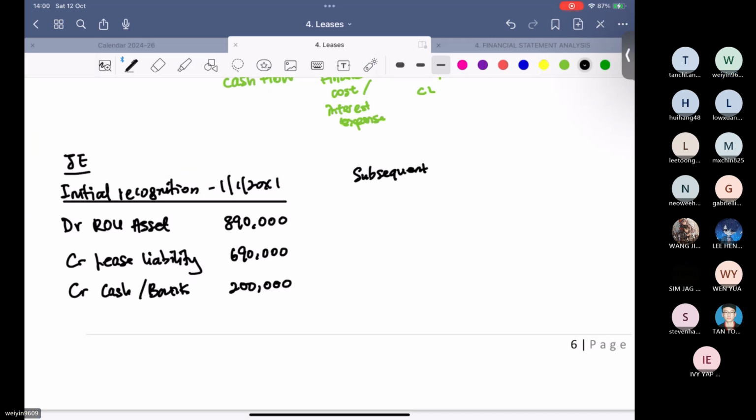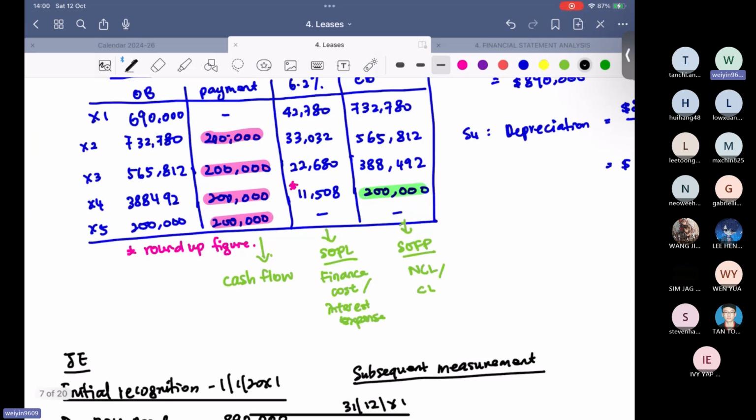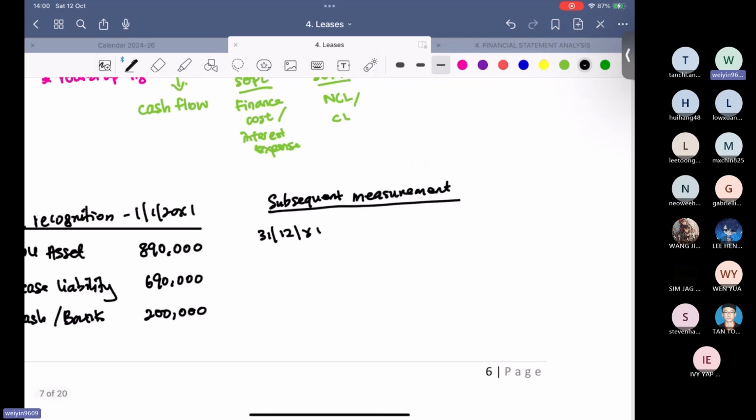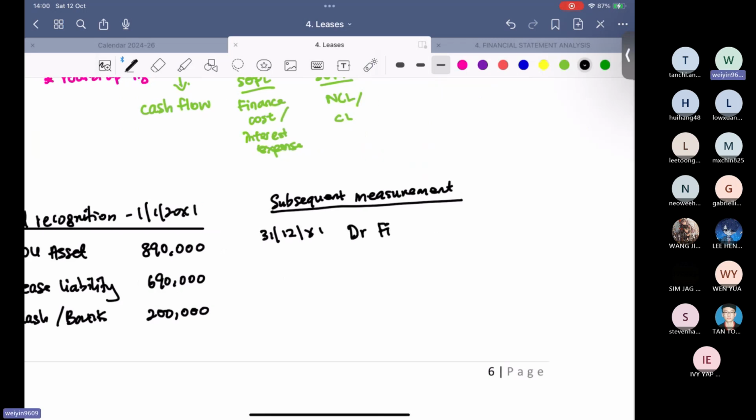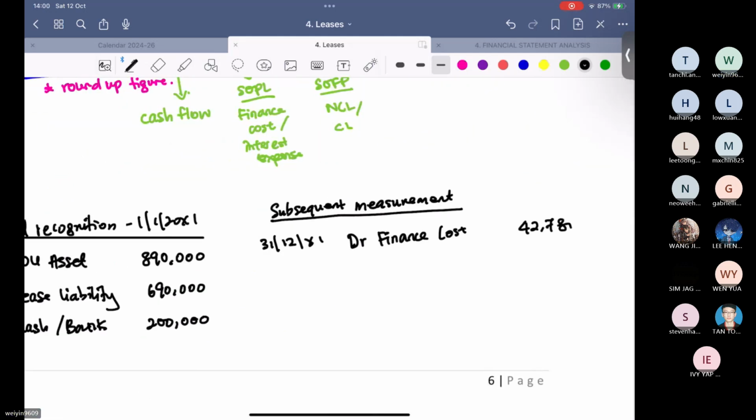Subsequent measurement, which is for example 31st of December X1. So what I can do, I will credit my cash, debit my finance cost. So debit finance cost with the amount of 42,780. Credit my cash or bank, 200,000.